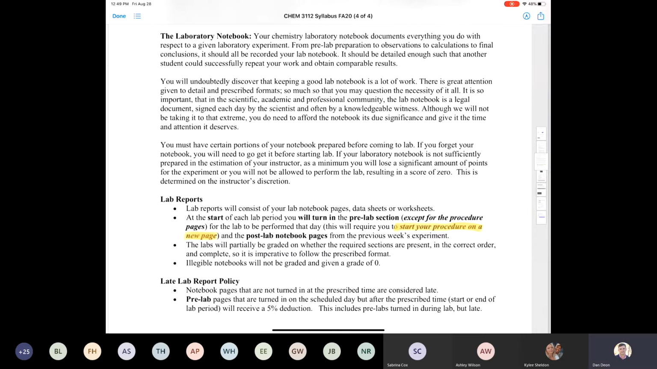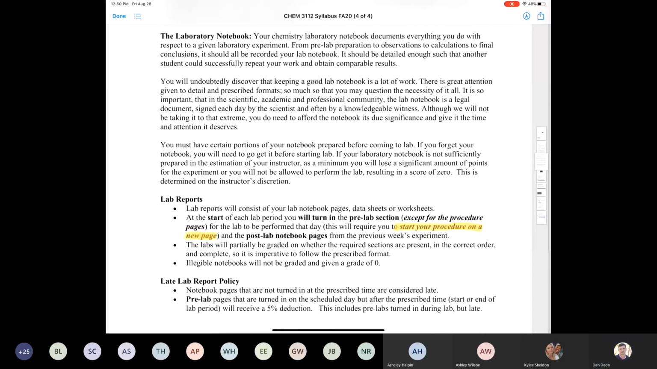Is it okay if it's just a normal notebook instead of the carbonless copy? No. If you want to see what a lab notebook looks like, I'll show you. You need to have a proper lab notebook. It says, are those quizzes going to be conducted using lockdown browser? Yes. They're very short quizzes, however.